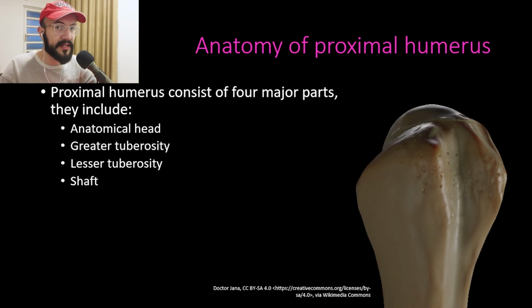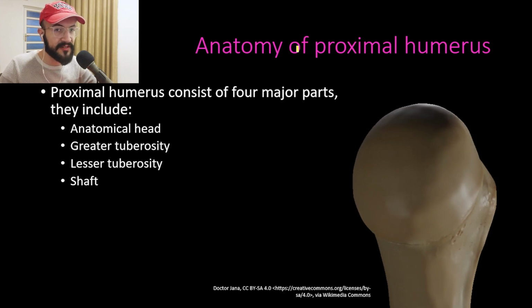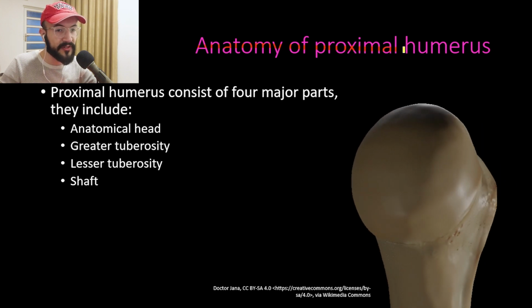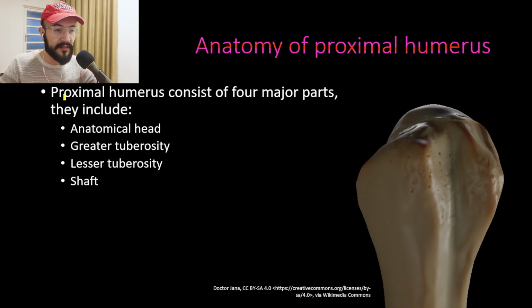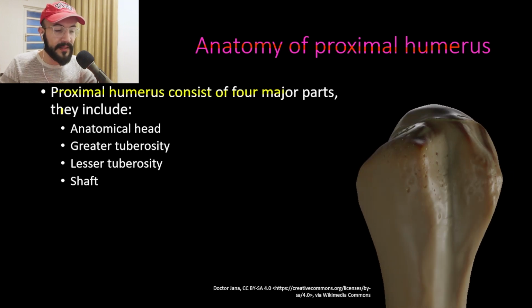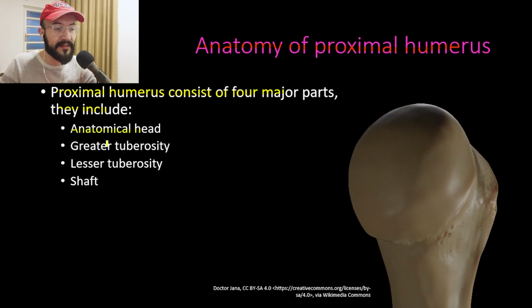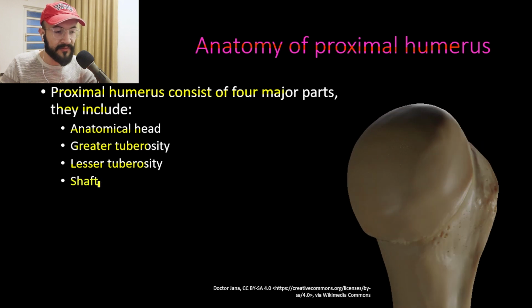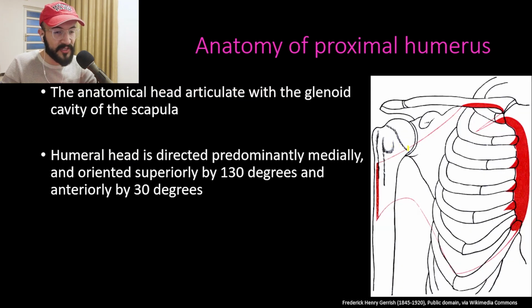So to really understand proximal humerus fractures, first we have to understand the anatomy of the proximal humerus. The proximal humerus consists of 4 major parts. They include the anatomical head, the greater tuberosity, the lesser tuberosity, and the shaft. As you can see in this picture, we have the anatomical head here, the lesser tuberosity here, the greater tuberosity here, and the shaft here.